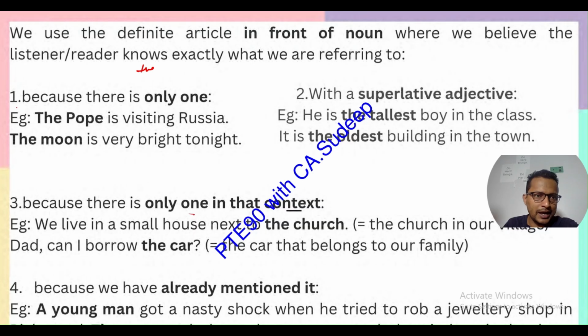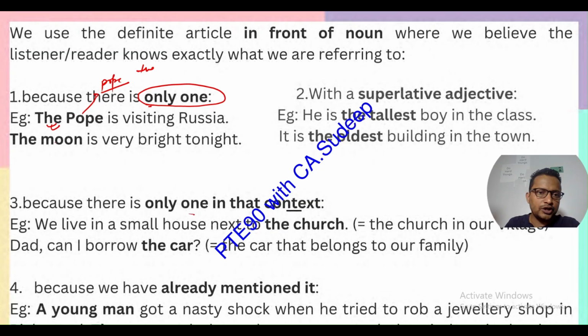For example, one: because there is only one. If there is only one thing in the entire universe or entire world, then you can put "the". For example, the Pope is visiting Russia. In the world we have only one Pope, who lives in Vatican City, right? Currently, I think the Pope is from the United States. So that's why the Pope.